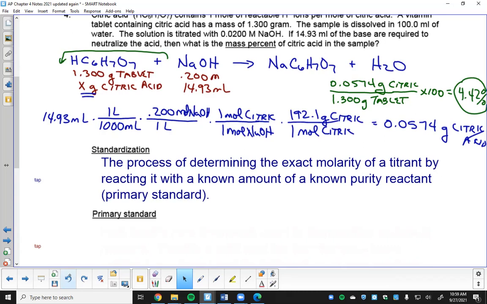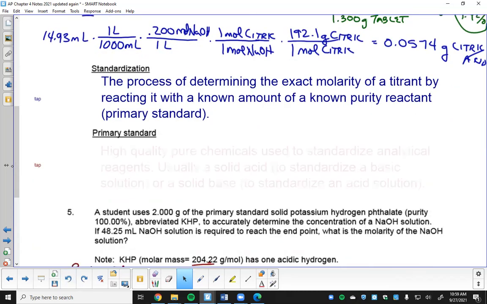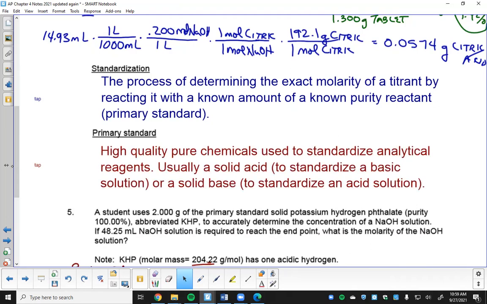So it's kind of like, this would be my KHP, I know everything about this, and once I know the concentration of that acid solution, then I could use that acid solution as a titrant if I wanted to. So the primary standard that we're using is KHP, but it's a high quality, pure chemical used to standardize analytical reagents. They're also pretty expensive because if you want to get high grade purity stuff, it's going to cost you. It's usually a solid acid. If you're trying to standardize a base solution like we are, we're going to have a sodium hydroxide basic solution and KHP is our solid acid. But it could be a solid base of known purity that we use to standardize an acid solution as well.